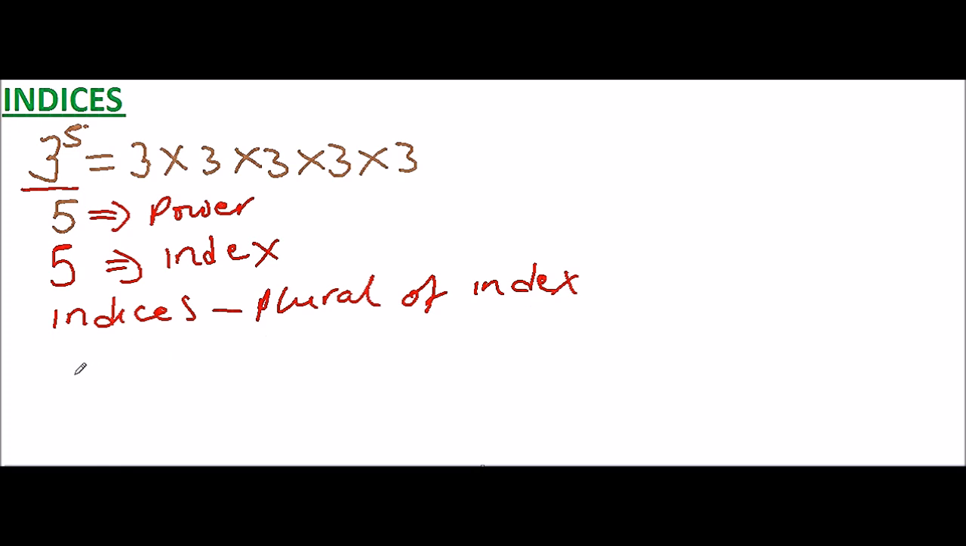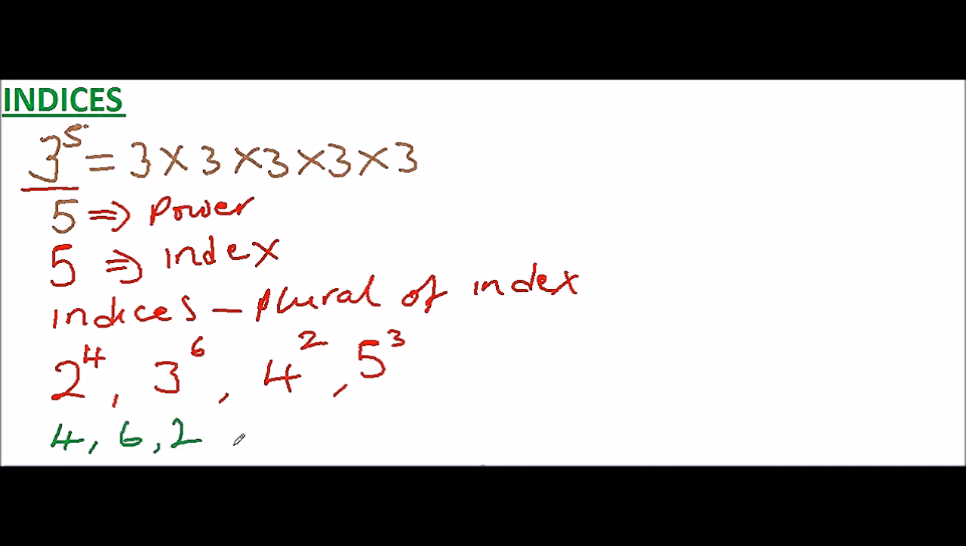Let's take an example. We may have 2 to power 4, 3 to power 6, 4 to power 2, and 5 to power 3. So here we have what we refer to as the index. We can say 4, 6, 2, and 3 are indices.